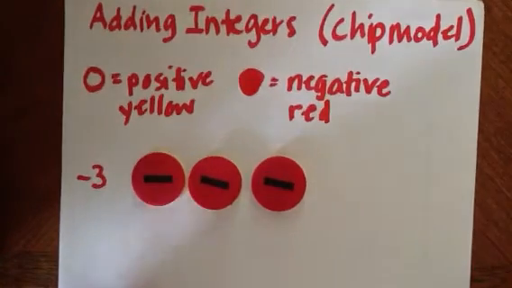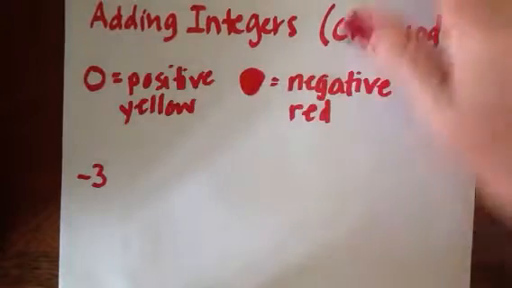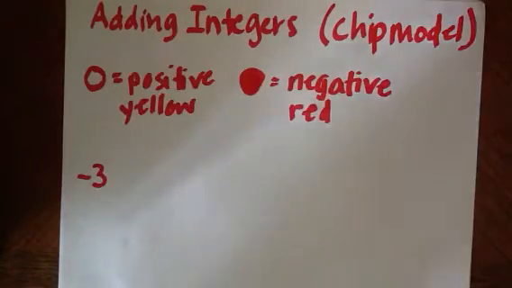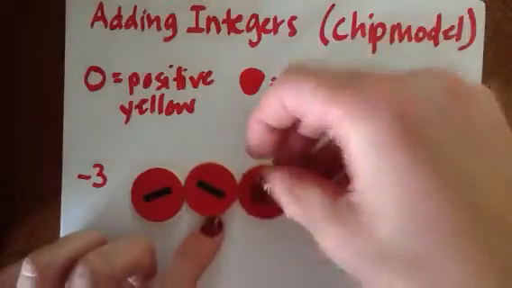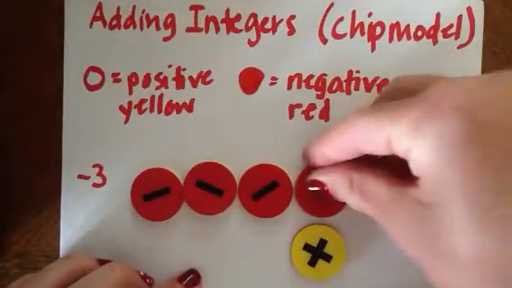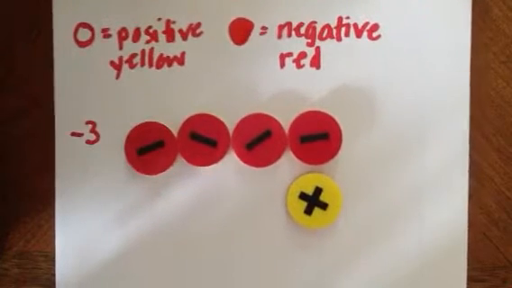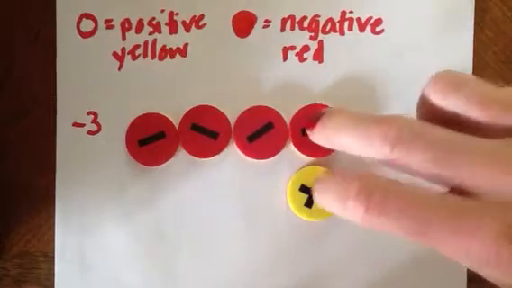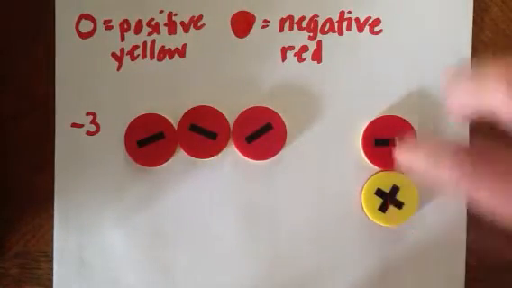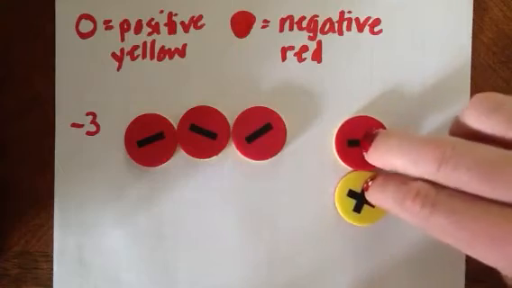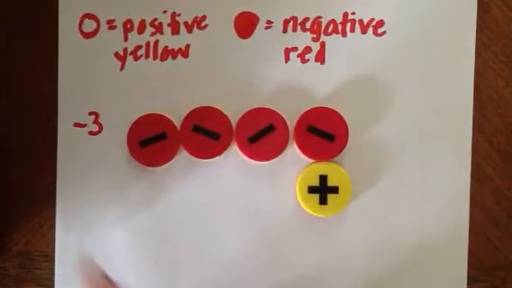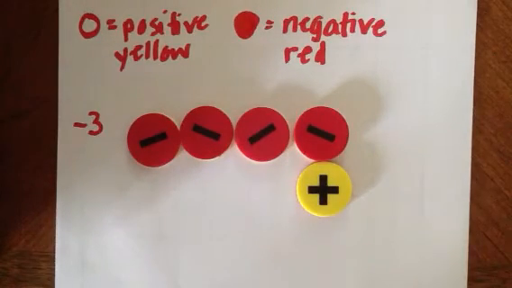Now, is there a way that we can represent -3 using both positive and negative chips? Go ahead, pause the video, see if you can come up with something, and then play it to see if you are correct. What you could have come up with is something like this. The reason this represents -3 as well is because, remember, if you have a positive and a negative, together they make 0. So this is -3, this is 0, so in total they represent -3.